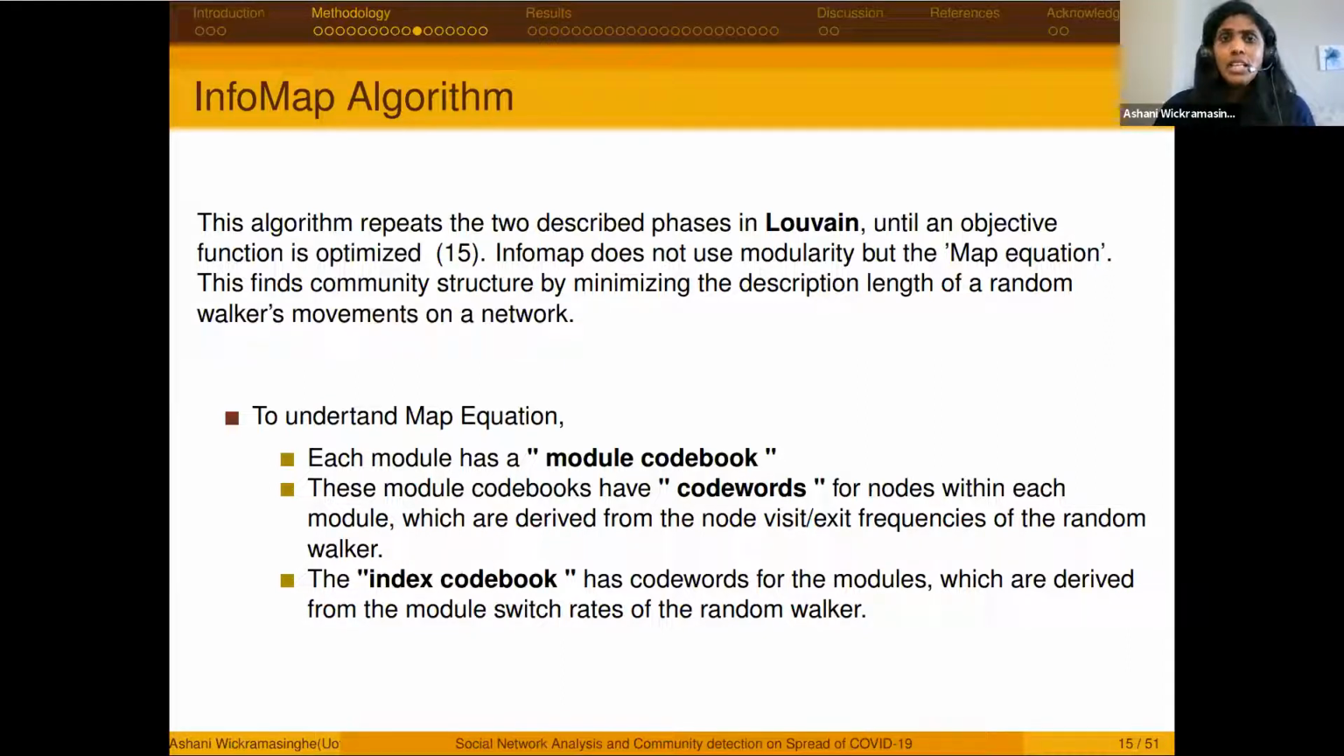First, each module or group has a module code book. These module code books have code words for nodes which are in their modules. Those are derived from the node visit and exit frequency of a random walker. The other code book is the index code book. It has code words for modules. Those are derived from the module switch rate of the random walker.